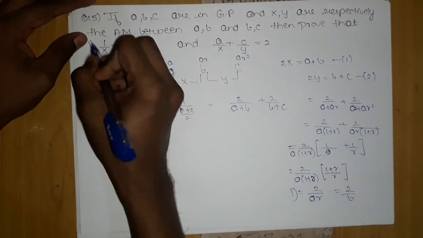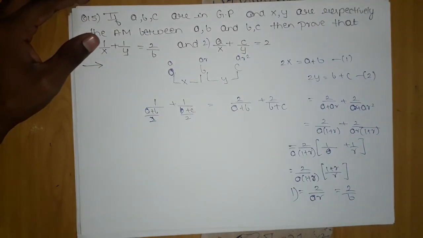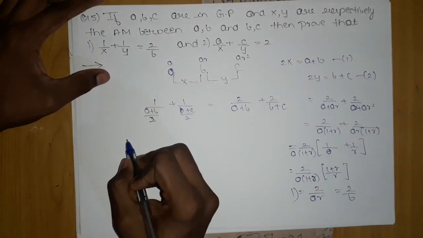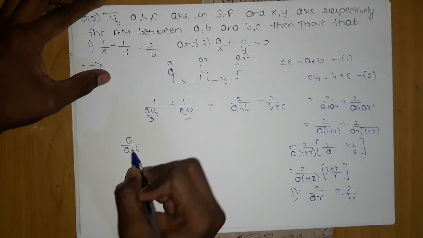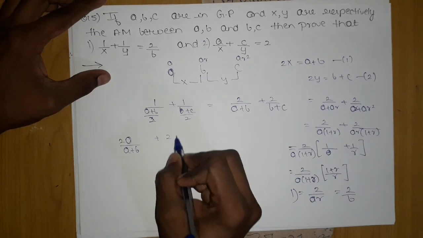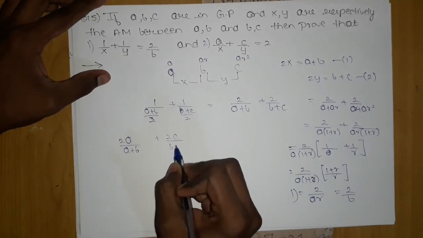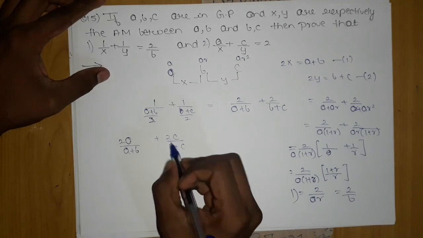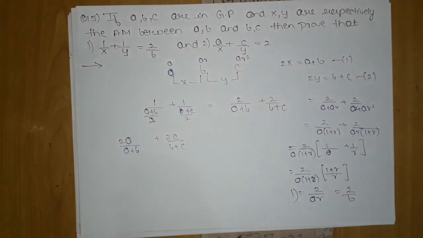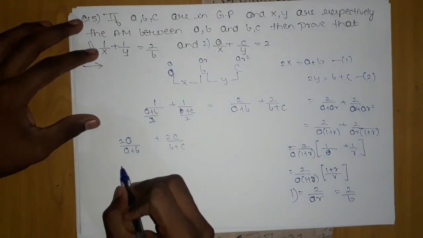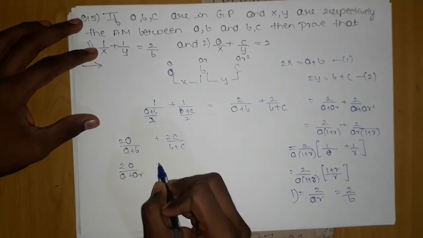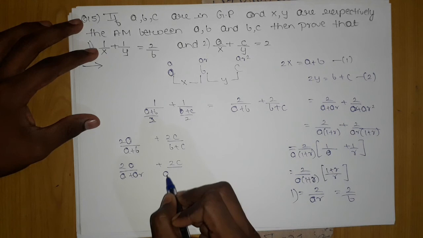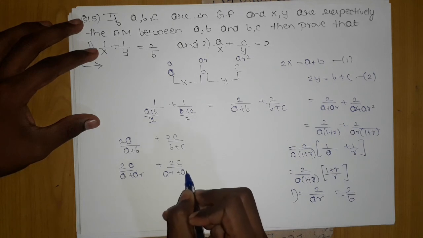Now let's substitute the values in the second. a upon x is a into 2 upon a plus b, and c upon y is c into 2 upon b plus c. Right, now we want to prove that it is equal to 2. So it is a upon a plus ar, and this is 2 into c upon ar plus ar square.